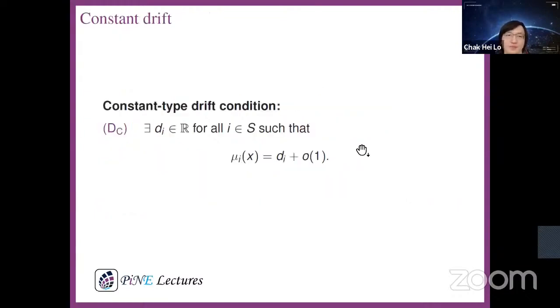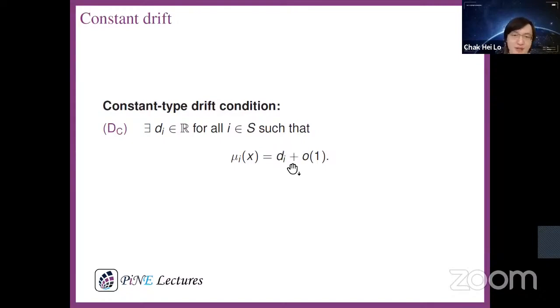Last but not least, we want to state the simplest case of this model. This is called a constant type drift condition. Remember we have the mu i that we stated before, the expected drift. Suppose that this expected drift is a constant d i, and we actually allow some perturbation here, a small error term. So the whole thing doesn't need to be exactly a constant, but this constant is dominating. So it's d i plus a little o. This d i can be different for each line, and it can be positive or negative.